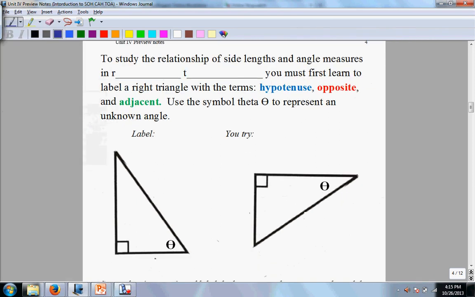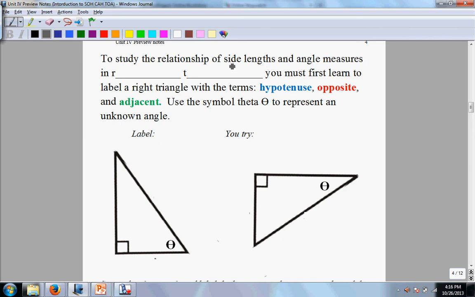To study the relationship of side lengths and angle measures in right triangles, you must first label a right triangle with the terms hypotenuse, opposite, and adjacent. We're going to use the symbol theta to represent a missing or an unknown angle. Let me fill that in for you once again.